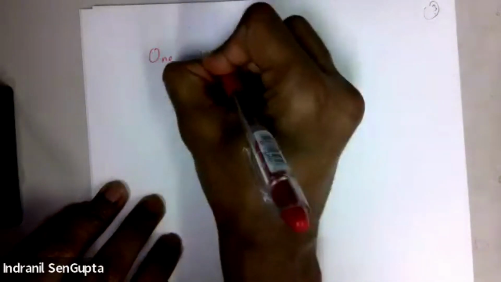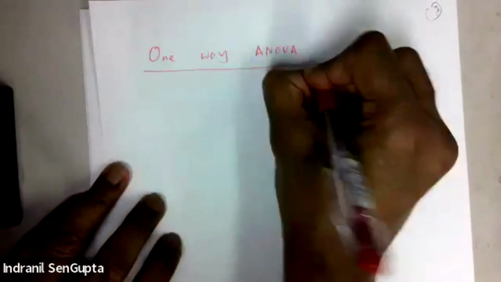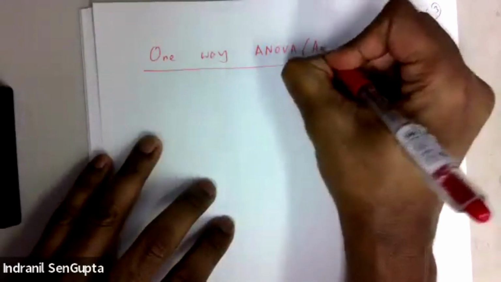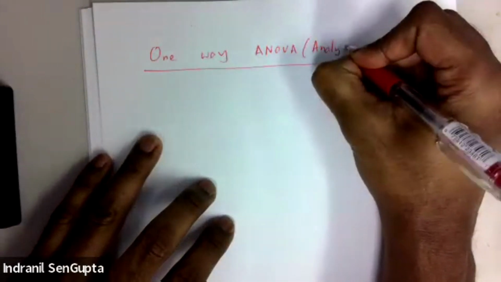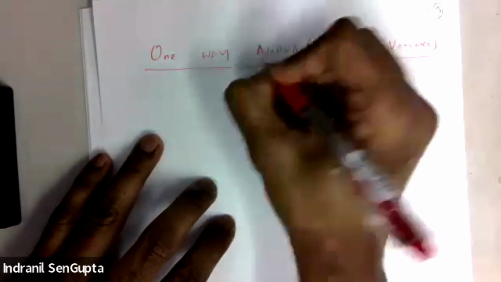Now let's come to the main point. With this, we are now ready to talk about a very famous topic called one-way ANOVA. The term ANOVA really means analysis of variance. In short, it's called ANOVA.